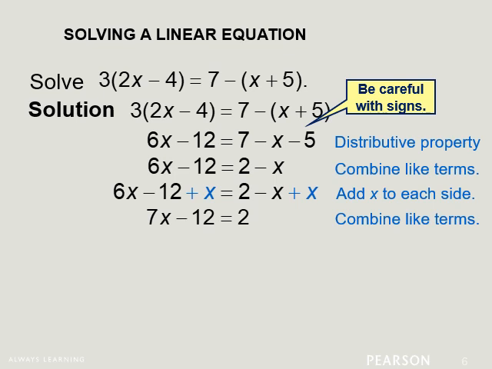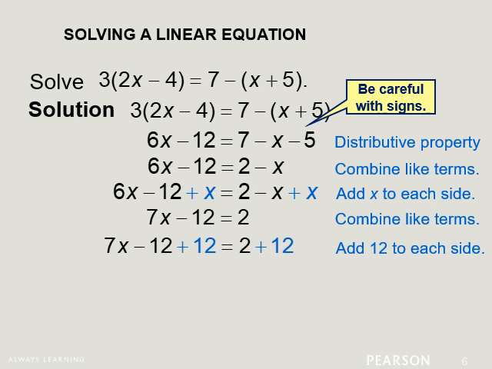I want all my numbers on the right-hand side. So to get rid of this negative 12, I'm going to add 12 to both sides. When I do that, 7x minus 12 plus 12, well, that's a 0. I just added a 0 to it. So if I add 12 to this side, I'm going to add 12 to this side. So that's going to give me 7x equals 14.